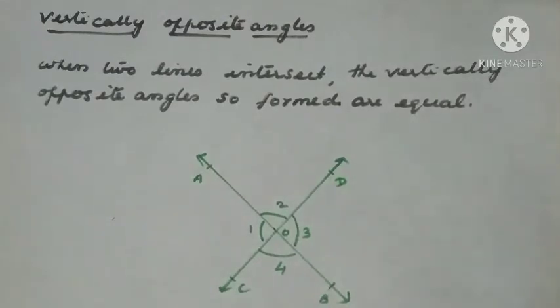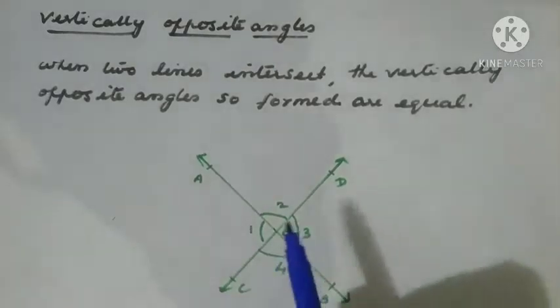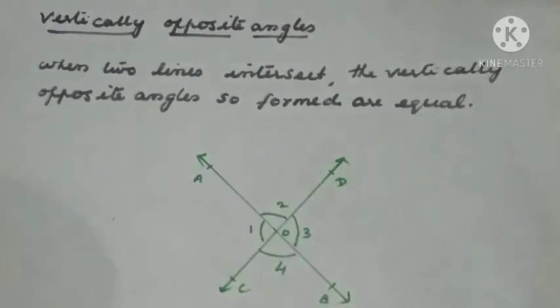Now we have to learn what is meant by opposite angles. If I am considering angle 1, then 2 and 4 are adjacent angles with angle 1, right? So which is opposite to 1? Angle 3. So the opposite angle with respect to angle 1 is angle 3 only, or vice versa, if we consider angle 3, the opposite is angle 1. Similarly, if you are considering angle 2, then the adjacent angles are 1 and 3 only. Now what about the opposite angle? Angle 4. So angle 1 is equal to angle 3, angle 2 is equal to angle 4.